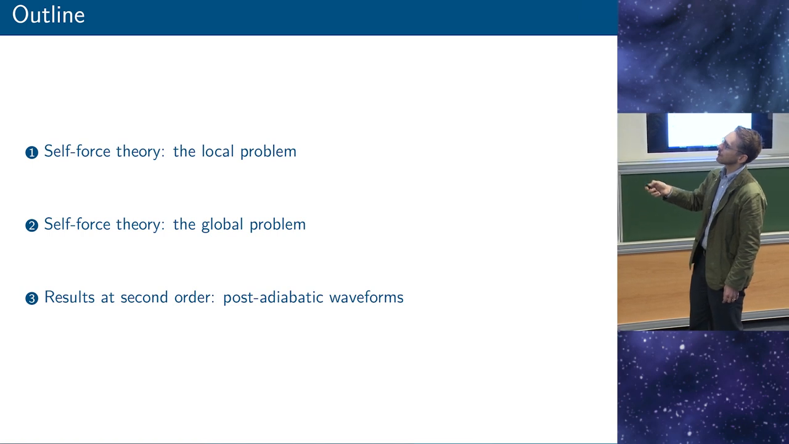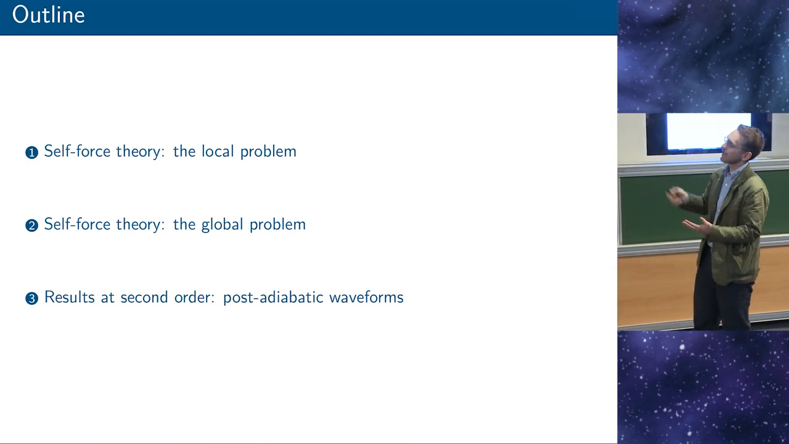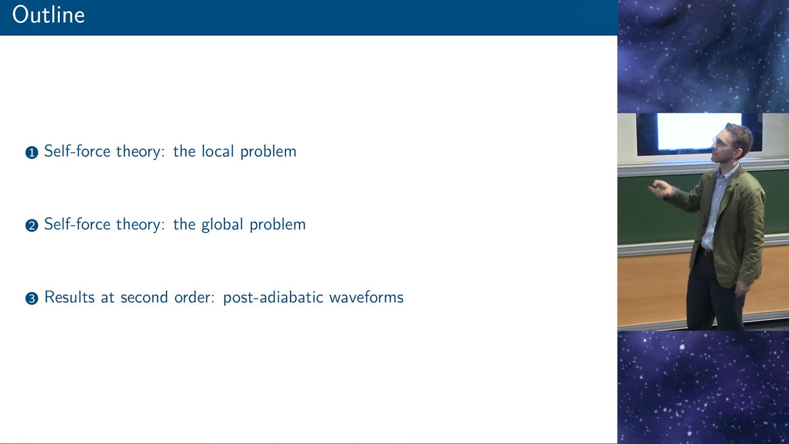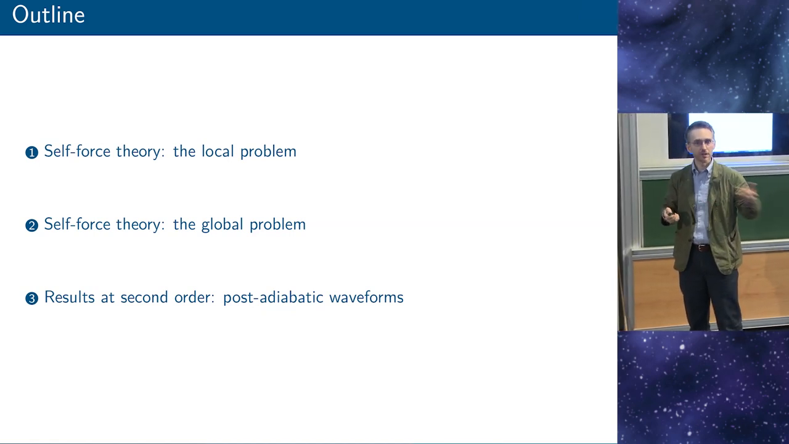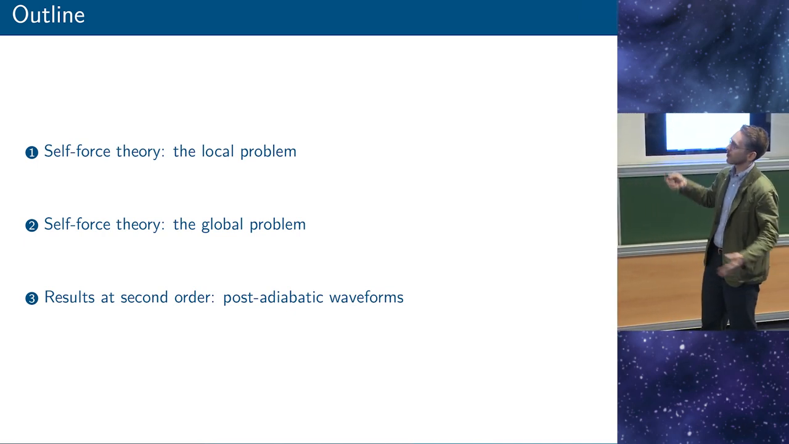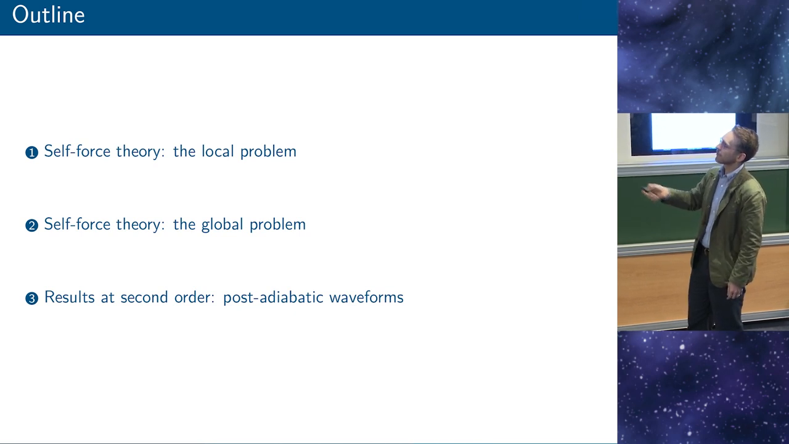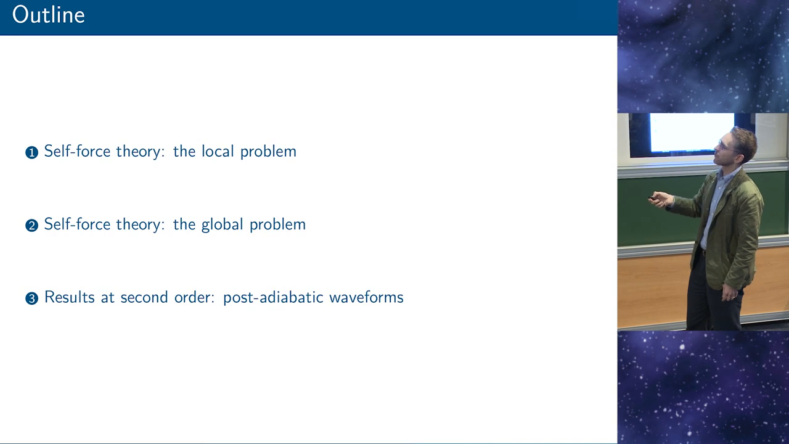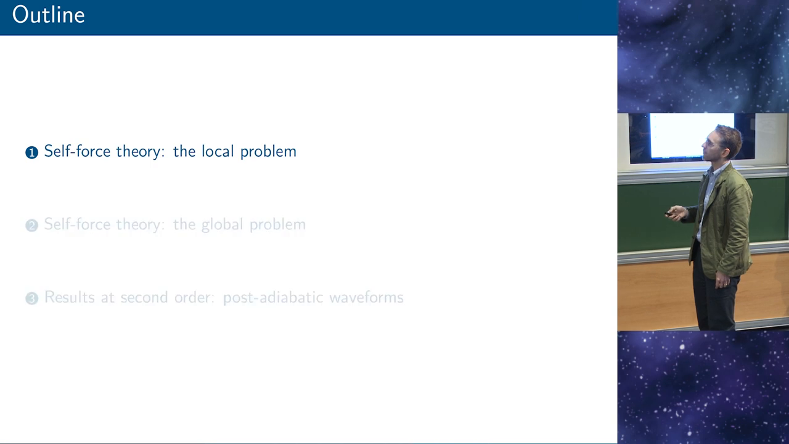First is self-force theory, the local problem, so dealing with the behavior near the small body in a way that's essentially independent of what the external space-time is. Then go to the global problem, which is solving the Einstein equations in the whole space-time, and then it becomes essential what the external geometry is. And in the binary case, the external geometry will be the space-time of the larger black hole. Then I'll present the newest results, which are second order in perturbation theory, and what we call post-adiabatic waveforms.